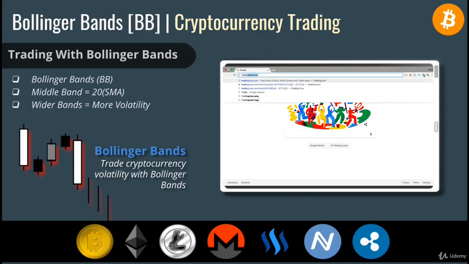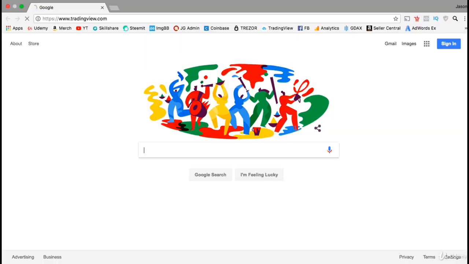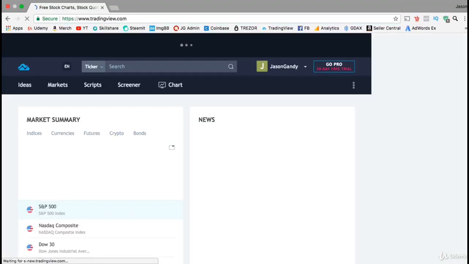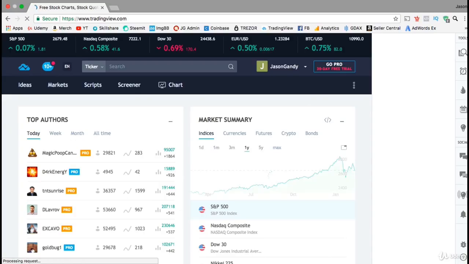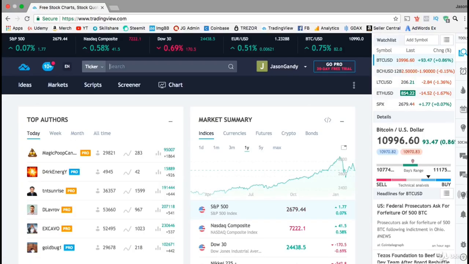You could also use both the top and the lower bands as your trading channel and sell when the price breaks above the upper Bollinger Band and buy when the price falls below the lower Bollinger Band.